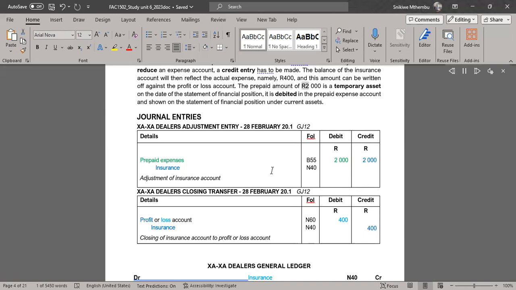The prepaid amount of R2000 is a temporary asset on the date of the statement of financial position. It is debited in the prepaid expense account and shown on the statement of financial position under current assets. Journal entries. XAXA Dealers Adjustment Entry, 28 February 20.1, GJ12.